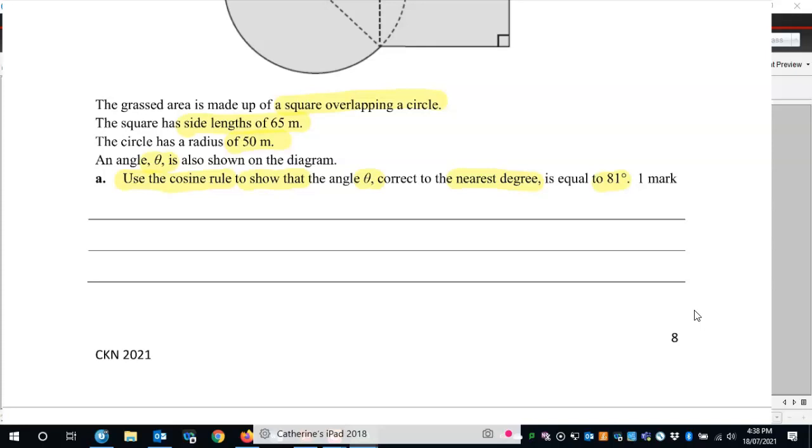So again, let's write this out. We are finding an angle here. So that's cos A equals b squared plus c squared minus a squared divided by 2bc. All right, so substituting our knowns and unknowns. Okay, so cos theta is the angle.